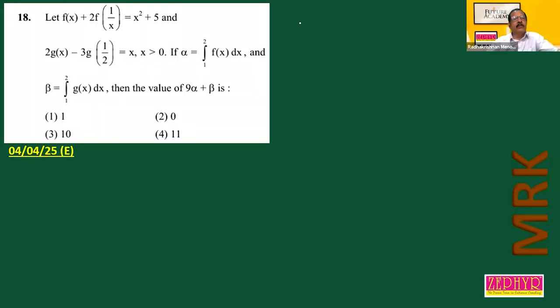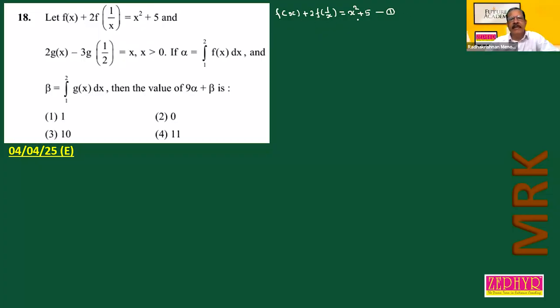First of all, let us find out f of x. You have learned how to find f of x in functions. f of x plus 2 into f of 1 by x is equal to x squared plus 5. Equation 1. You have to find out f of x from here.